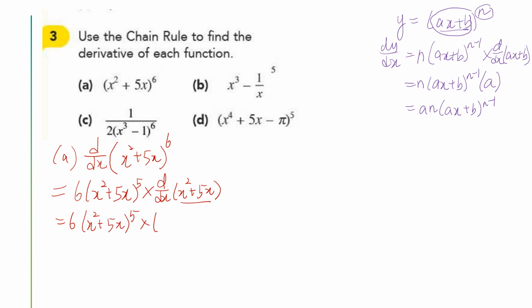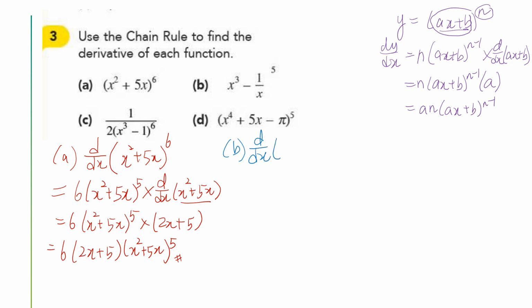So you differentiate x squared, you get 2x. Differentiate 5x, you get 5. And then you can just put 2x plus 5 to the front so that you can rearrange it properly. Alright, okay, let's move on. Let's look at part B.